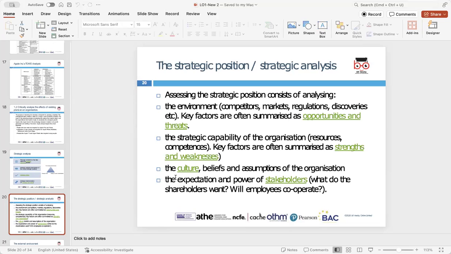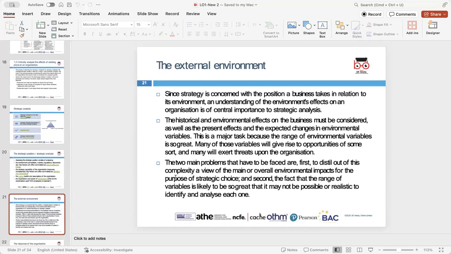Organizational culture, the values, beliefs, and assumptions that influence strategic decisions. Stakeholder expectations, understanding what shareholders, employees, and other stakeholders want and how their needs impact strategic decisions. External environment. Any comments on this? Have you got any ideas about the external environment? No, it's fine. It's okay. Thank you.